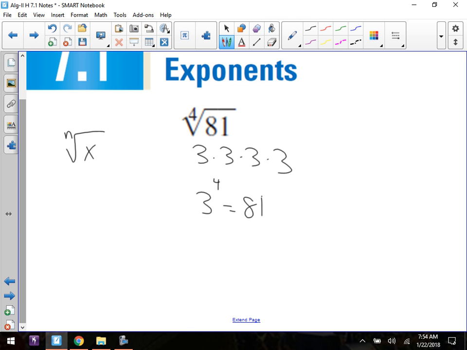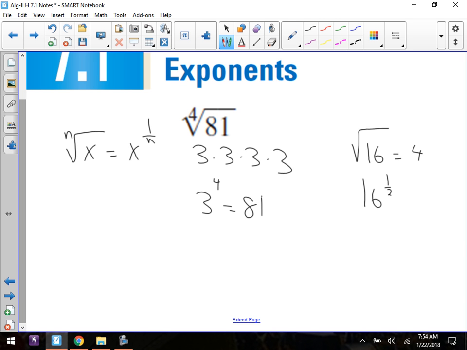It also means this, x to the 1 over n. So, I think I've shown you this before. Remember when I said the square root of 16? We knew that was 4. Did I ever show you that is 16 to the 1/2 power?